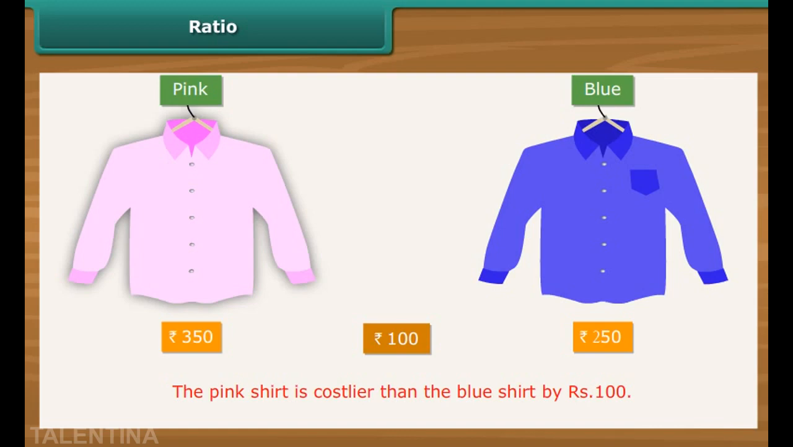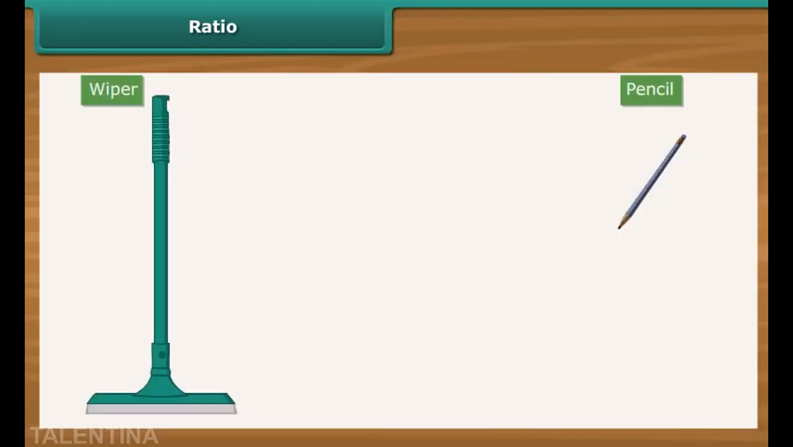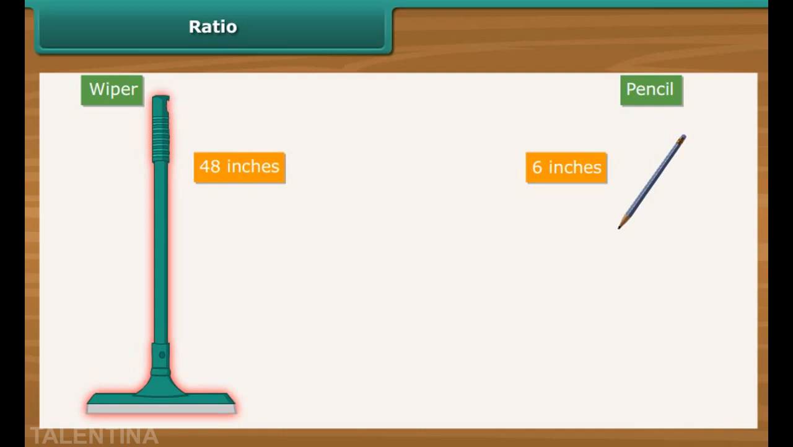Comparison by difference does not make sense when we compare quantities or values that are wide apart. For example, suppose we compare a 6-inch long pencil with a 48 inches long wiper. The wiper is 42 inches longer than the pencil. However, the difference does not bring out clearly the extent of variation in the lengths of the wiper and the pencil.